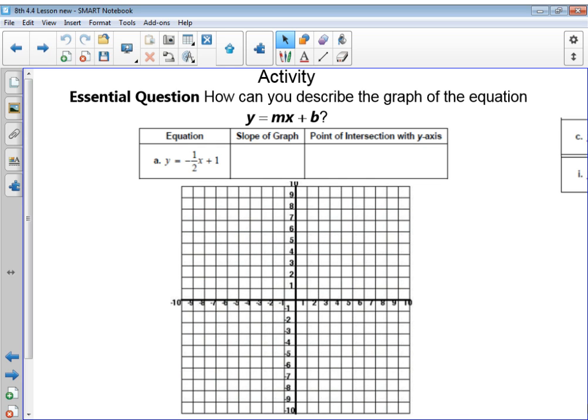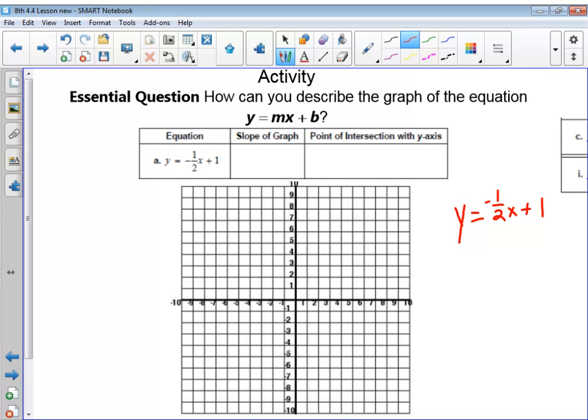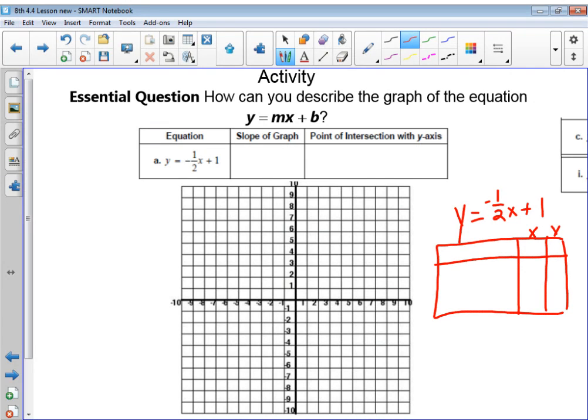Okay, in this lesson, we're going to be learning more about the y-intercept equation. In previous lessons, we learned how to graph an equation, for example y equals negative 1/2 x plus 1, by substituting in for x. So in the past, we have picked our x's and solved for y. So we might pick 0, 2, and 4, because this is a fraction, so we picked multiples of 2.